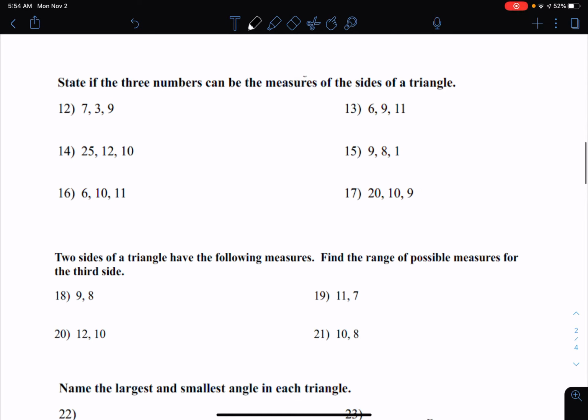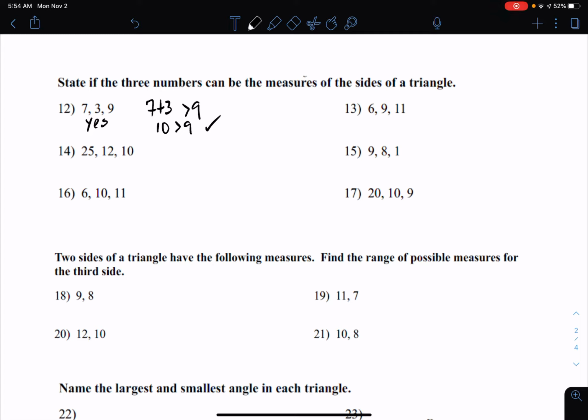All right, number 12, 13, 14, 15, 16, 17. These ones are pretty straightforward. Do these in class. So state if the three numbers can be the measures of the sides of a triangle. If you recall, you have to take the two smaller ones and they have to be greater than the biggest side. So my biggest side on number 12 is 9, and my two smaller ones have to add up to be bigger than my biggest side. So 7 plus 3 is 10, and is 10 greater than 9? Yes, we're good to go. So yes, this would make a triangle.